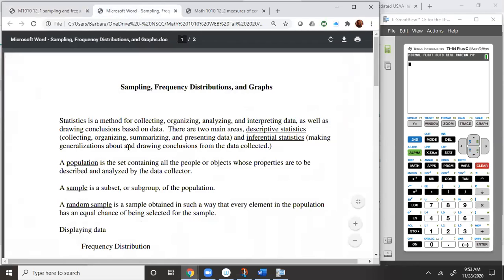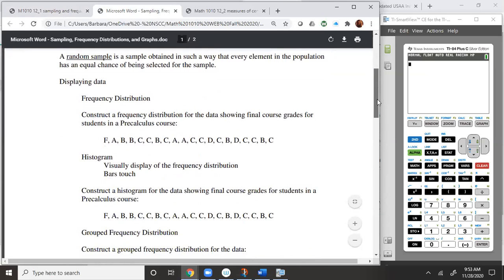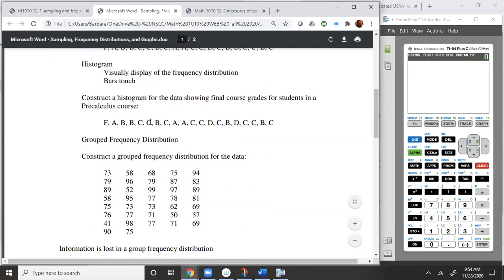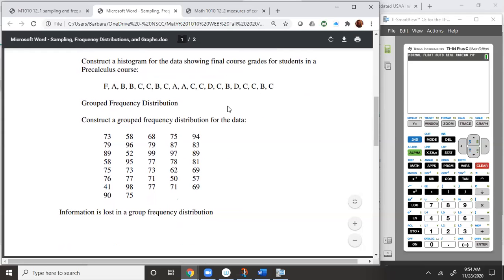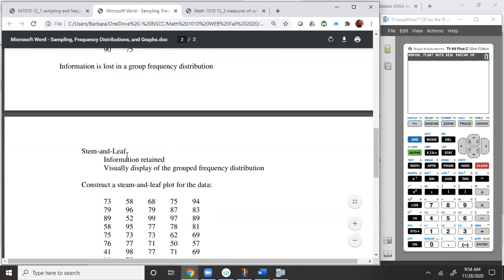Now let's go back to our notes. We have various ways of displaying data. We can display data through a frequency distribution or a histogram. And we'll do an example there. We can also display data in a grouped frequency distribution and a stem and leaf plot.